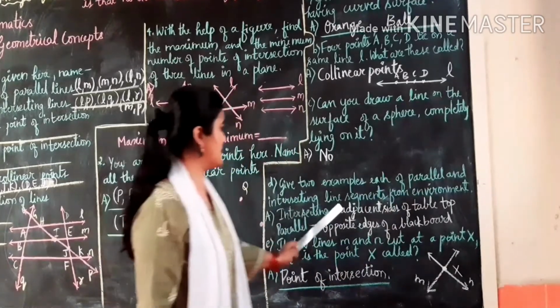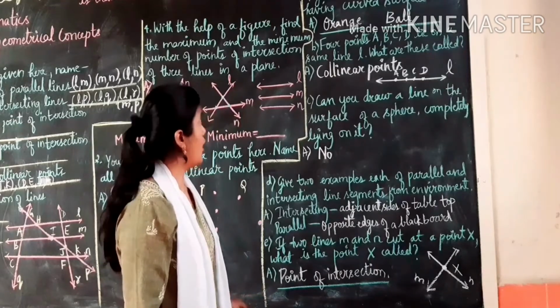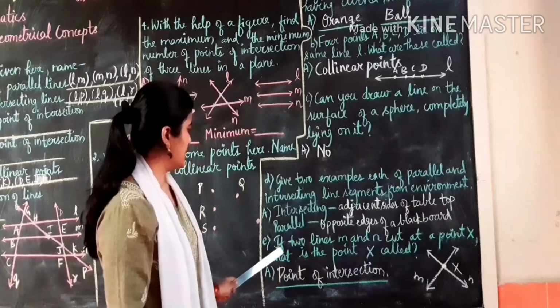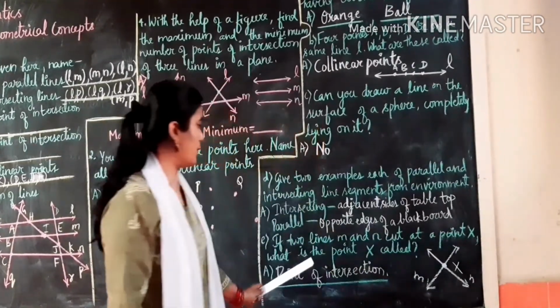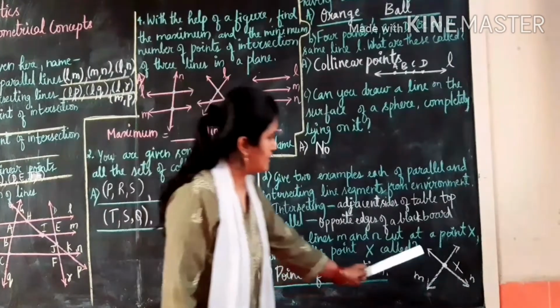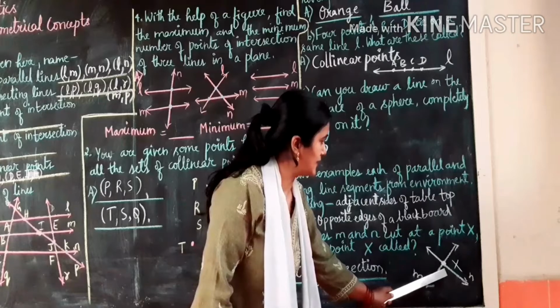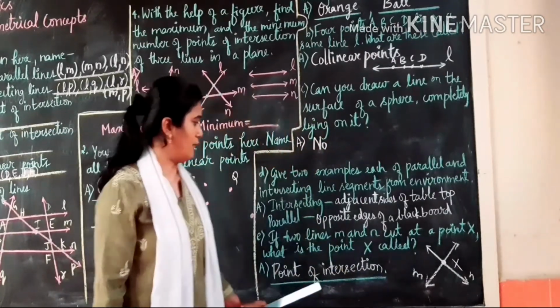Next is, give examples each of parallel and intersecting line segments from the environment. Intersecting lines, adjacent sides of the tabletop. Parallel lines, I have taken opposite edges of the blackboard. Next is, if two lines M and N cut at a point X, what is the point X called as? Here there are two lines M and N and these two are intersecting at point X. So this point is called as point of intersection.